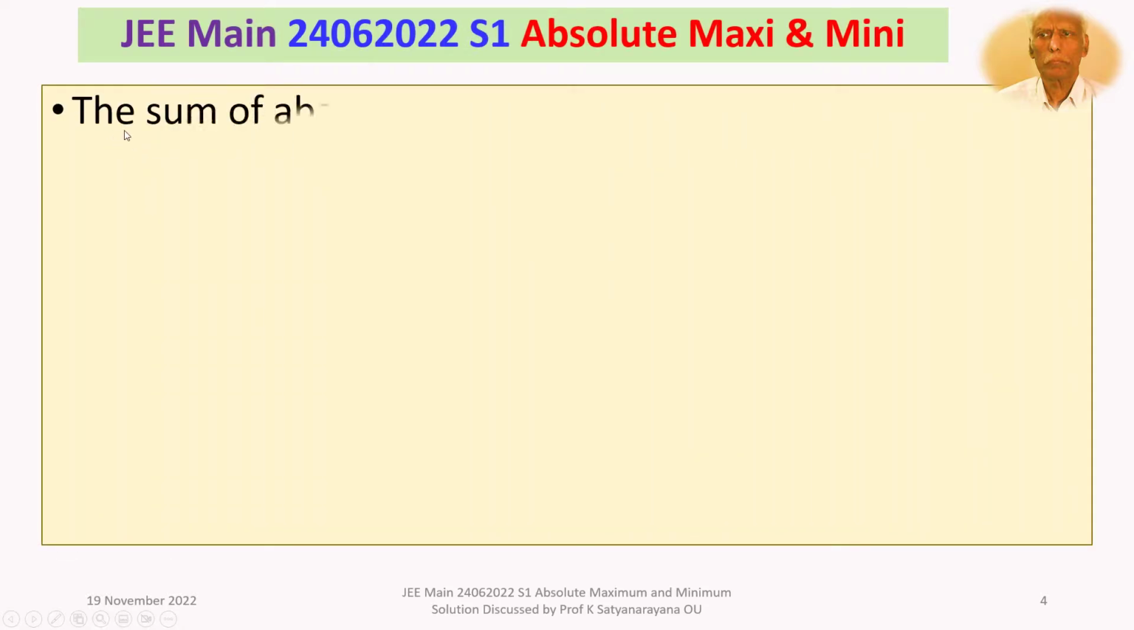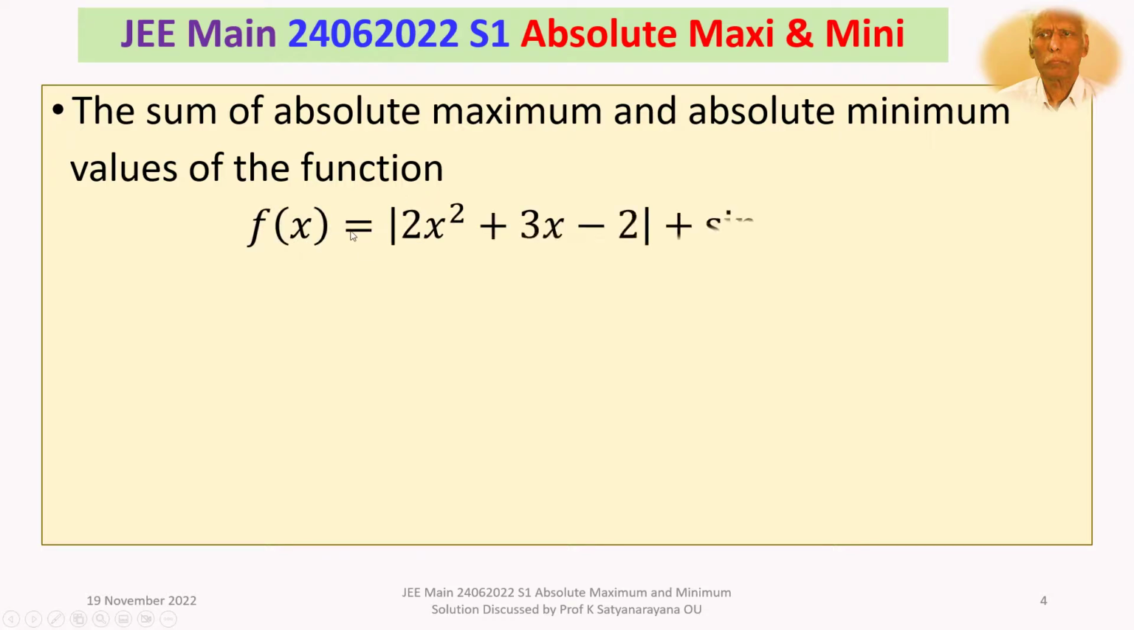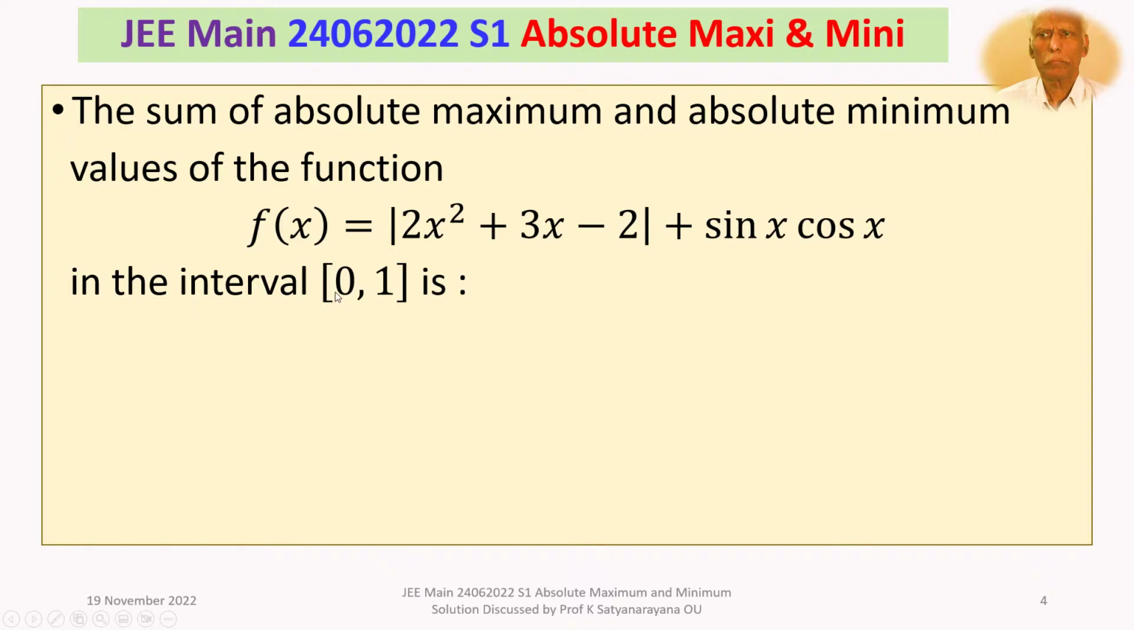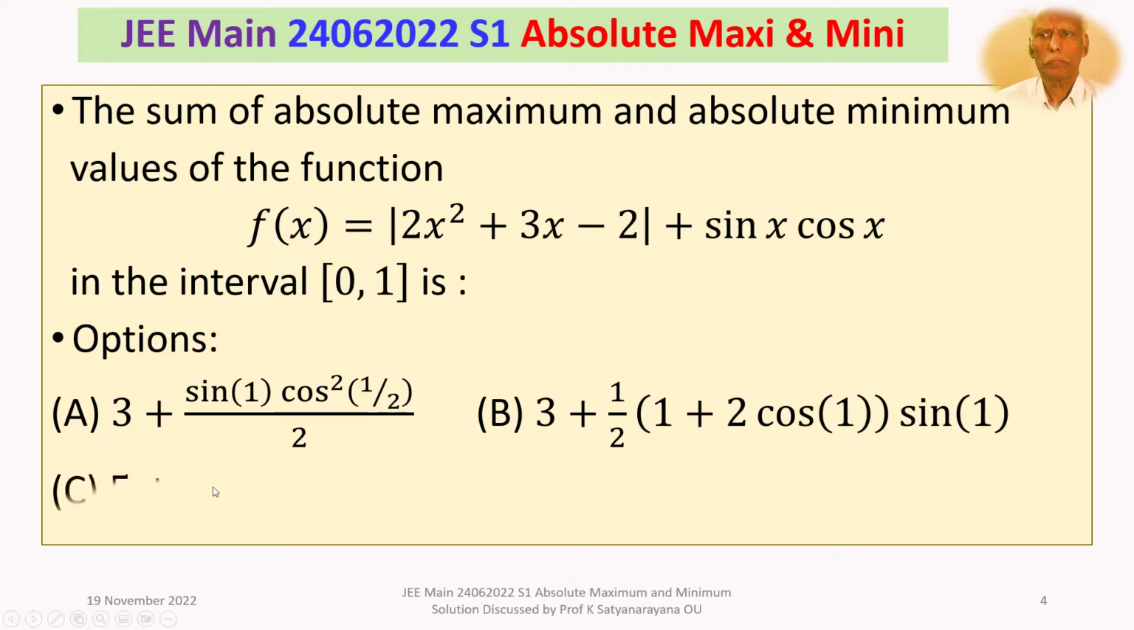The problem is: the sum of absolute maximum and absolute minimum values of the function f of x is equal to modulus of 2x square plus 3x minus 2, plus sin x cos x, in the closed interval 0, 1. We are given the four options. Option A, and we have option B, option C, and option D.